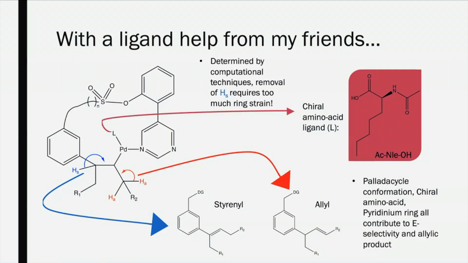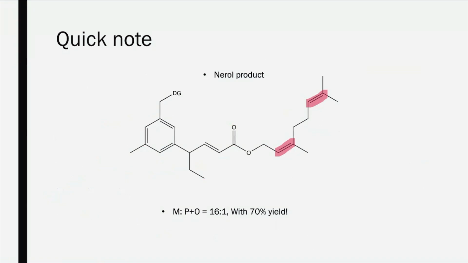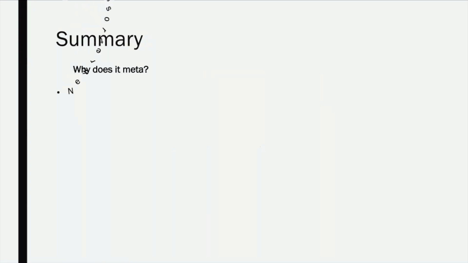Akar and his team employed their new directing group on several olefins contained within drugs and relevant molecules with promising results. An example I'd quickly like to point out is the Nero derivative the group chose. I believe it demonstrates how effective this method is, with high regioselectivity despite the presence of two other internal olefins. So why does meta-selectivity matter?